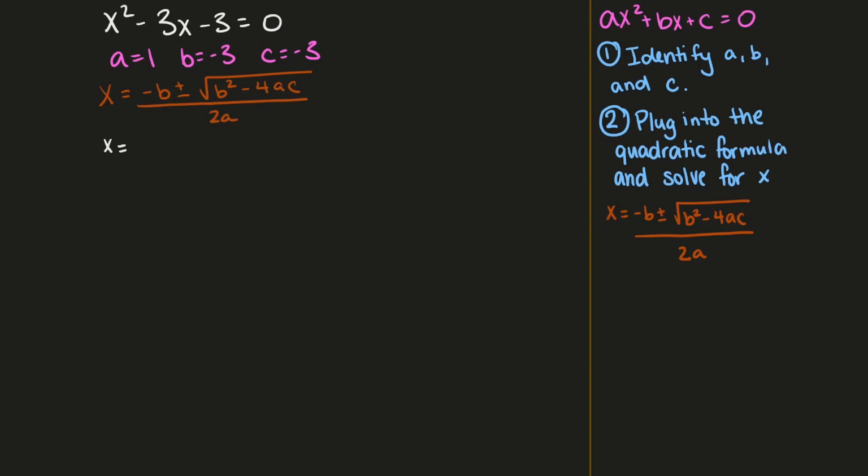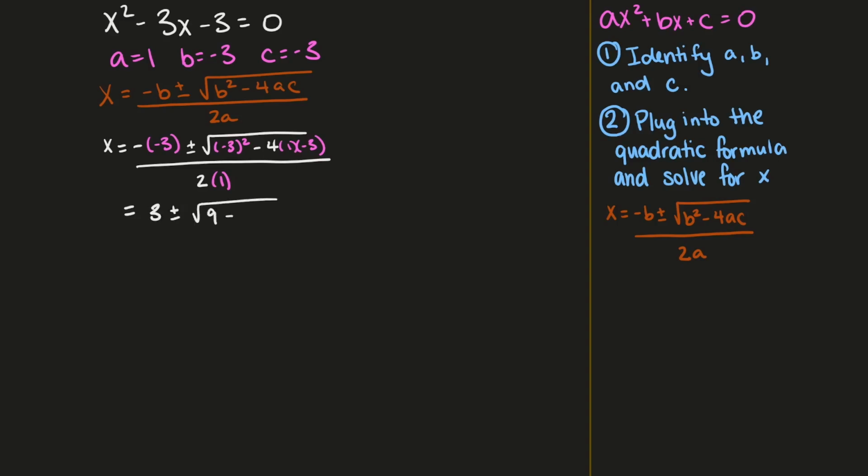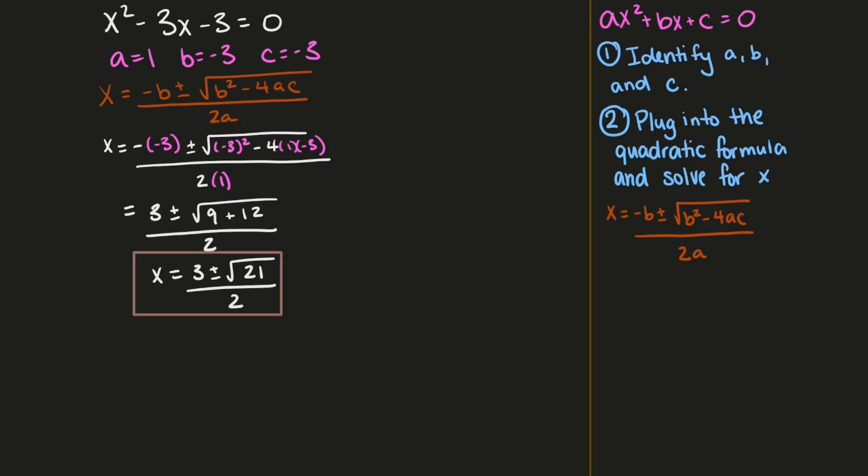So that means our x is equal to the opposite of negative 3 plus or minus the square root of negative 3 squared minus 4 times 1 times negative 3 all over 2 times 1. So this is equal to 3 plus or minus the square root of 9 plus 12 all over 2, which means x is equal to 3 plus or minus the square root of 21 over 2. Since the square root of 21 cannot be simplified, we are done, and this is our answer.